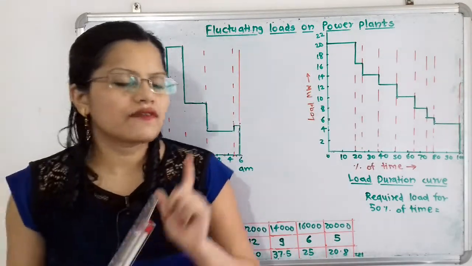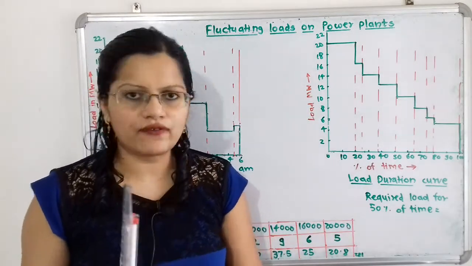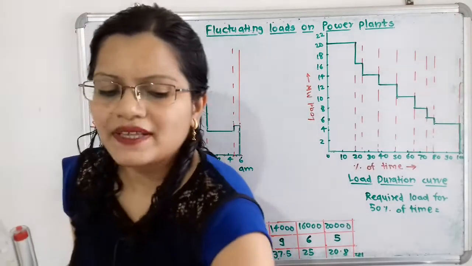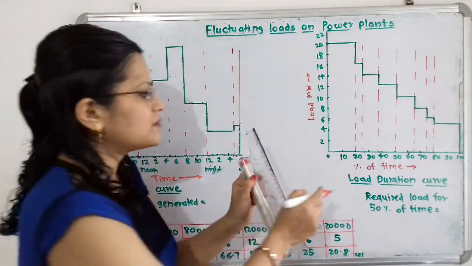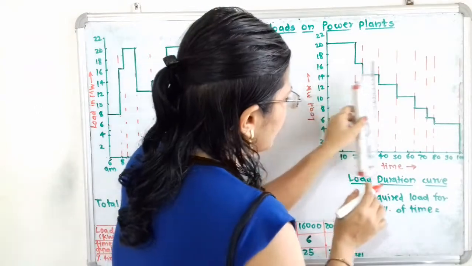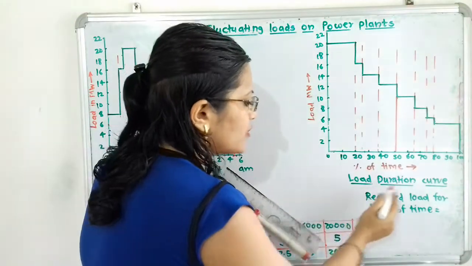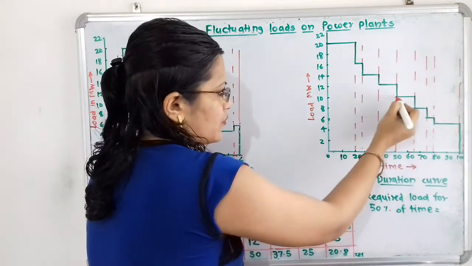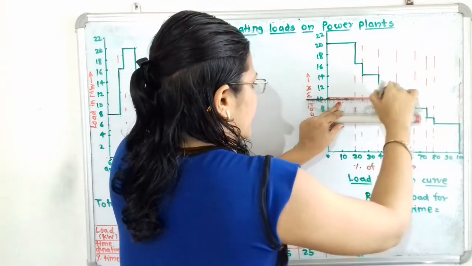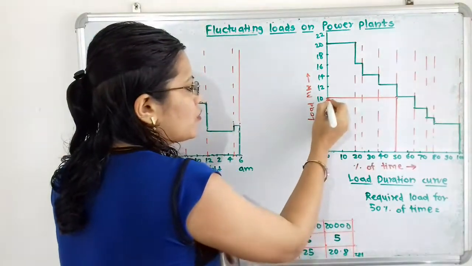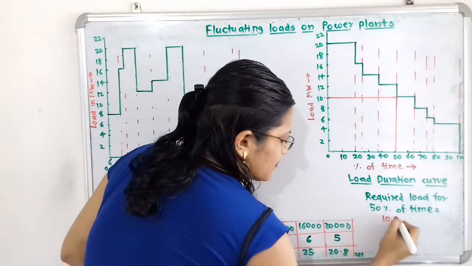Now what is the question? The question is that we have to find out the required load for 50% of time. So how to find out? It is the percentage of time and we have to refer this load duration curve. For this 50% of time I will draw one vertical line passing through this 50% and then we have to find out the required load. Here is the point of intersection. If I draw again one line, then the required load for 50% of time is 10 megawatt. So answer is 10 megawatt.